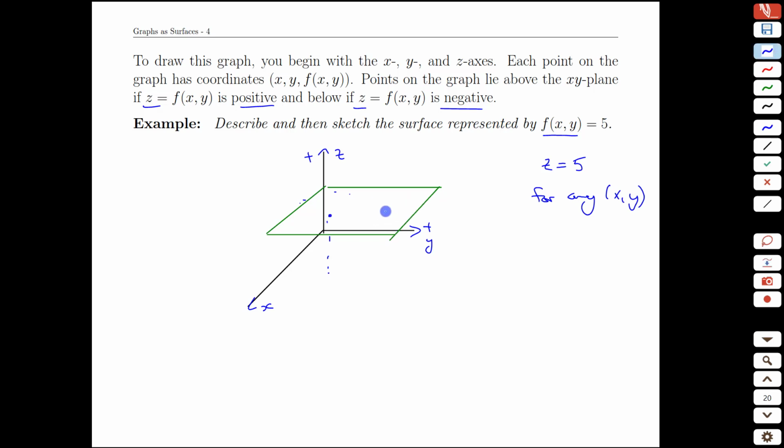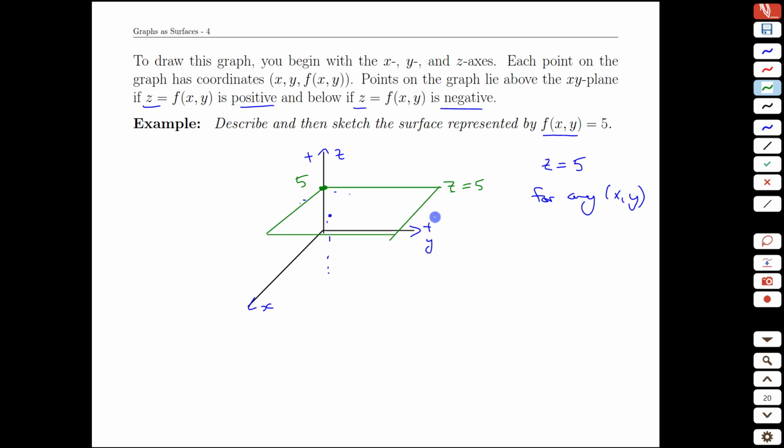We can't show the whole thing because the plane would technically go out forever in every single direction, but we can sketch a representation of it, which would be this flat surface, all at height z equals 5. So if you're drawing it intercepting this axis here, it would be out parallel to the y, out parallel to the z-axis, and always height 5, so 5 steps up from the xy plane.